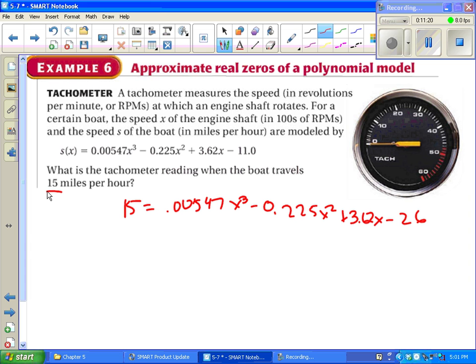We're told that the boat's going 15 miles per hour, so we're trying to find the speed of the engine shaft, that's x. And notice these decimals do not make the problem look any easier. In fact, we'll never learn how to factor something with decimals like this. This is another graphing calculator problem where you'll solve for x by looking at the graph. And it turns out you get x equals 19.86 once you look at the graph. Information will be there on the supplemental portion for this section.